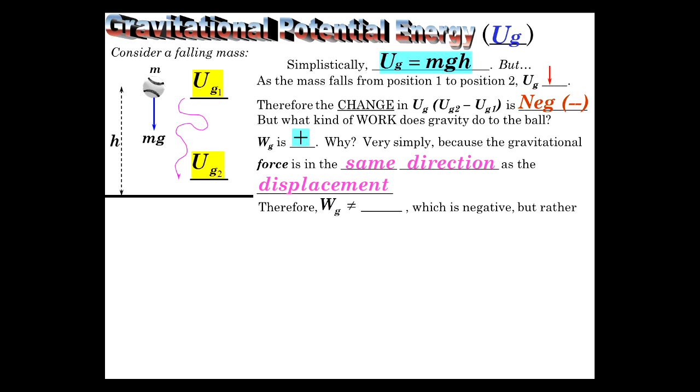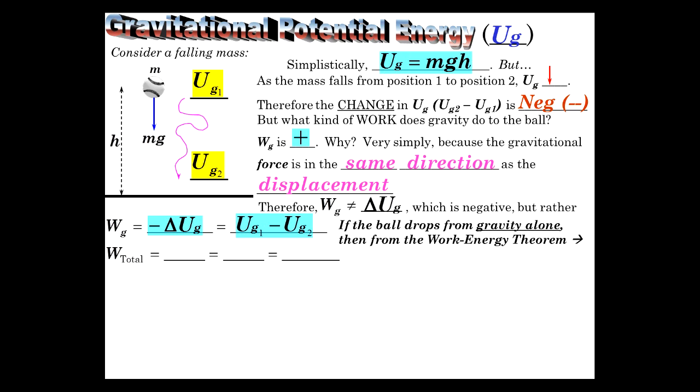So that tells you right away that work done by gravity is not equal to the change in potential energy. Work done by gravity as the ball moves from here down to here is not the change, because the change is negative, but the work done by gravity is positive. So work done by gravity is the negative change in gravitational potential energy. Remember, a change is final minus initial. So in this case, it'd be final position minus initial position.